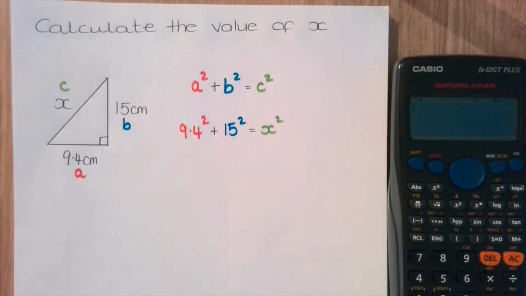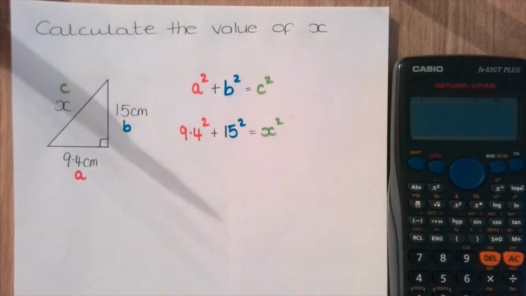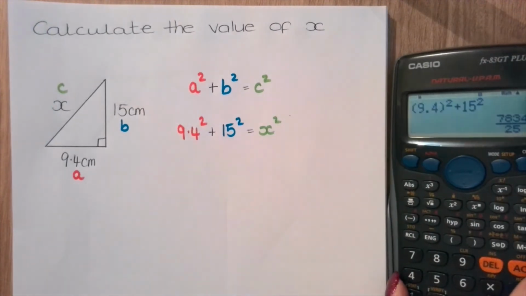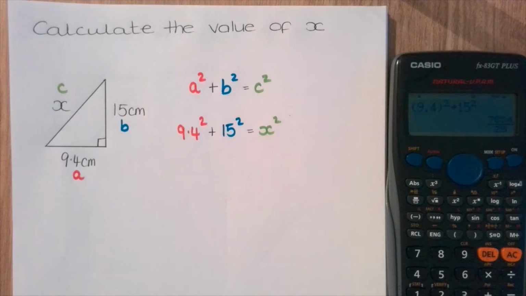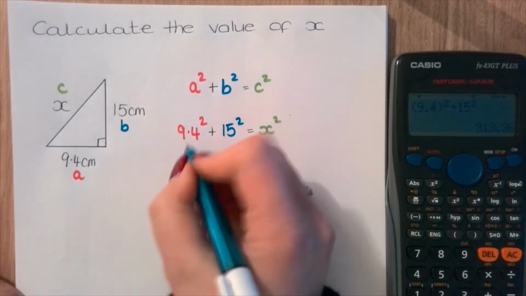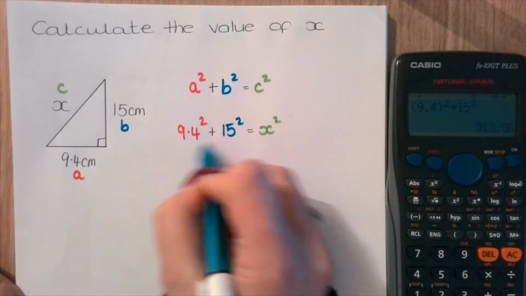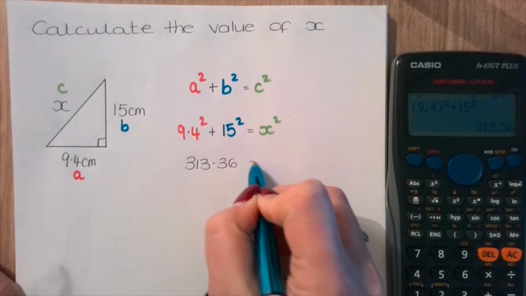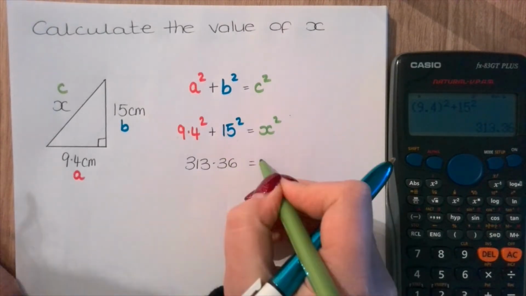Now I've got this set up, I can type this into my calculator. So I'm going to put 9.4 into brackets, 9.4 squared plus 15 squared, and I get this value here, 7,834 over 25. I can convert that to a decimal if I want to. So I'm going to write here, this part here is equal to 313.36, and I know that is equal to x squared.